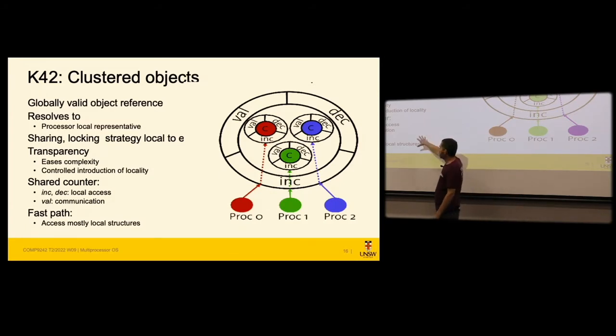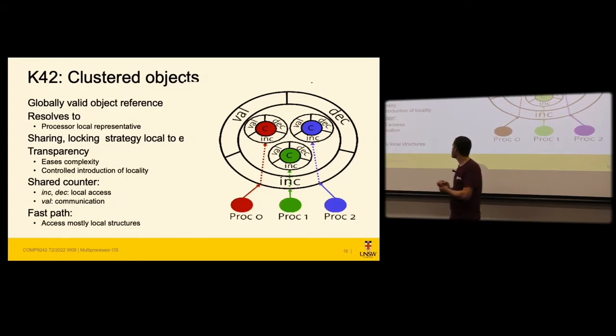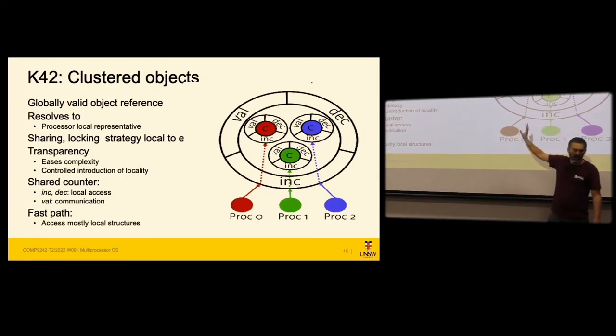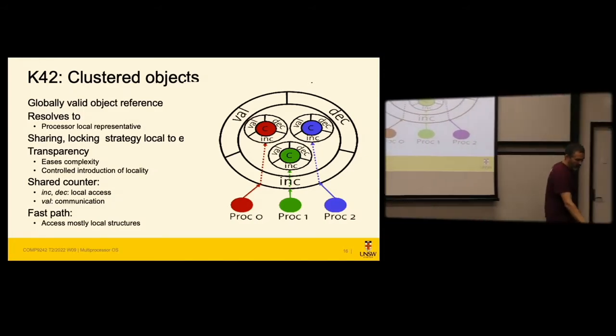And yeah, so they kind of introduce this idea of the fast path, right? Like kind of accessing mostly local structures. So when you have a fast path in your system, then you want to make sure that the structures that you're accessing are local, and so you want to optimize your distributed clustered objects to be local on that fast path, for example. So that helps a lot as well.